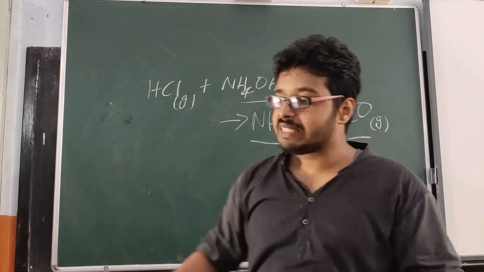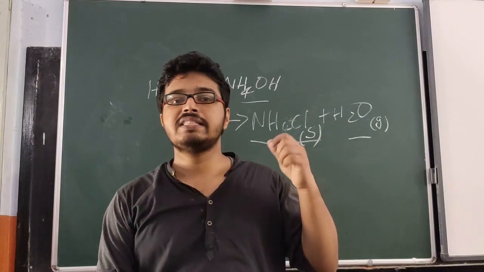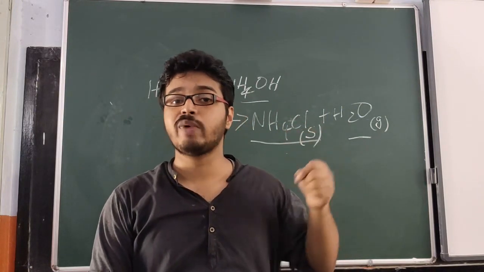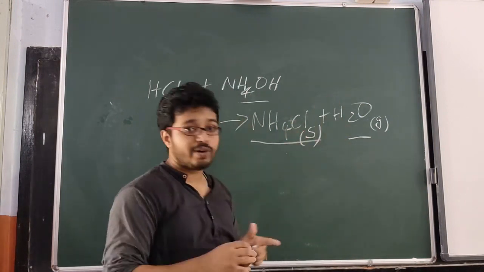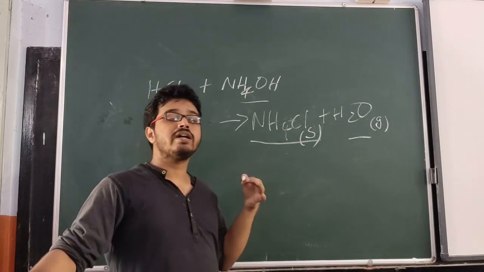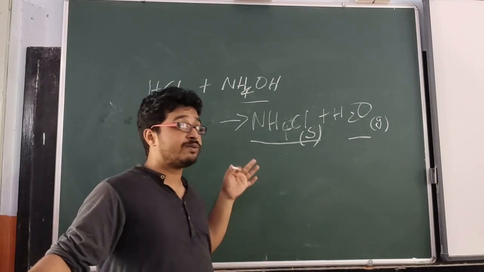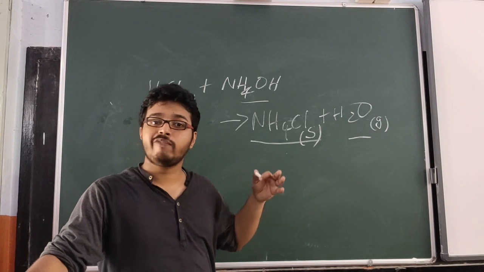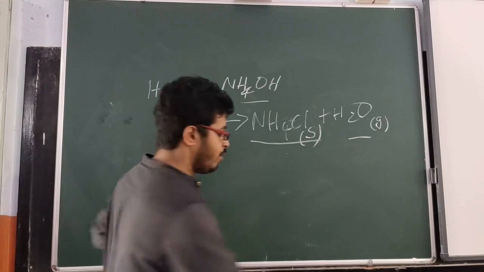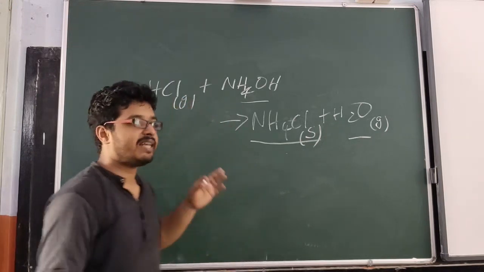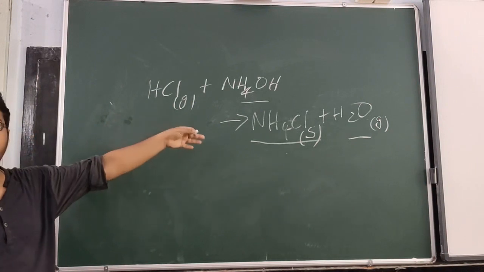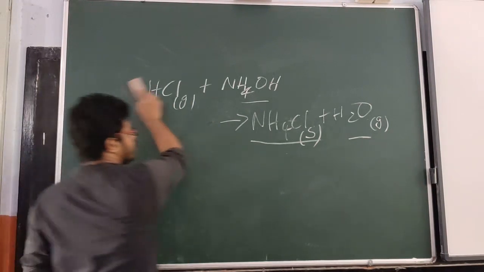So that is the first test for HCl. Just bring a glass rod dipped in ammonium hydroxide. The observation is dense white fumes of ammonium chloride. You are not supposed to write just that dense white fumes are observed. You are supposed to write it completely: dense white fumes of NH4Cl are observed. So the first test is the reaction between HCl and NH4OH producing dense white fumes of ammonium chloride.